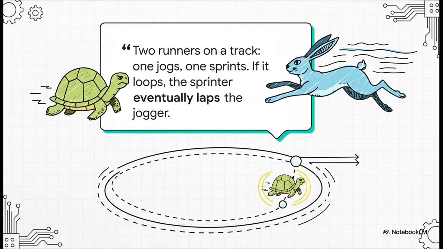Now, if the track is a straight line, the hare just runs off into the distance and finishes. No problem. But if the track is a loop, what's going to happen? Eventually, the sprinter is going to come all the way around and lap the jogger. If those two pointers ever land on the very same spot, you know for a fact you've got a cycle.